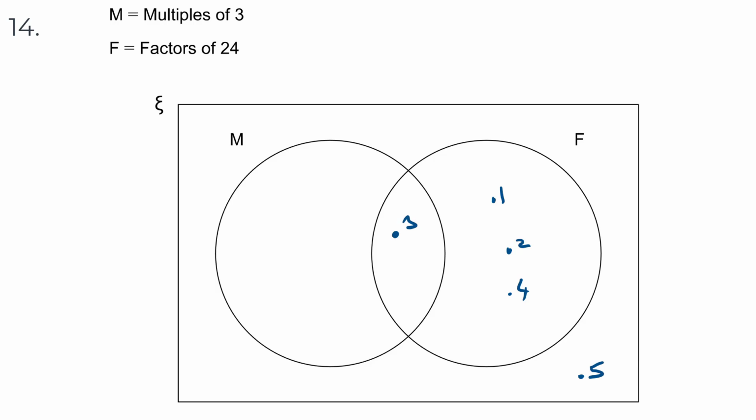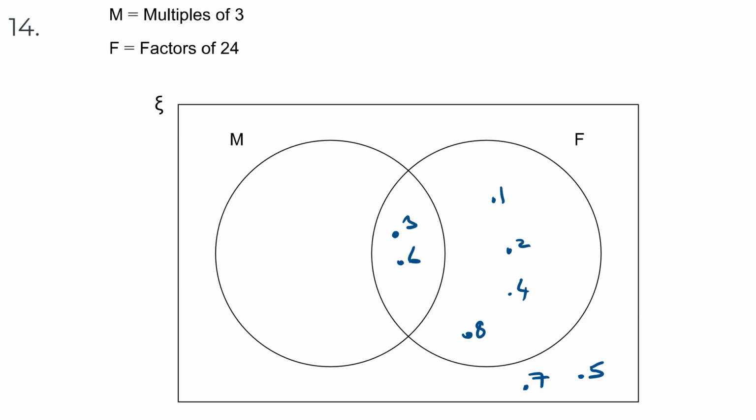Next number, 6. 6 is a multiple of 3. It's in the 3 times table. And 6 is a factor of 24. 4 6s are 24. So it belongs in the middle. 7, not a multiple of 3, not a factor of 24, so it belongs on the outside. 8, is 8 a multiple of 3? No. Is 8 a factor of 24? Yes. 3 8s are 24, so that belongs in here.